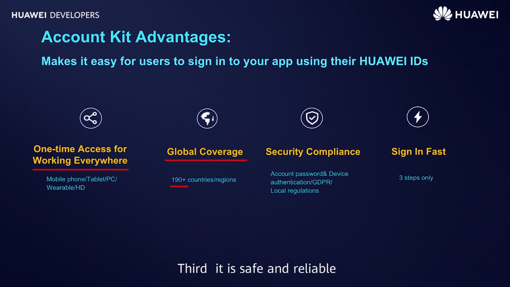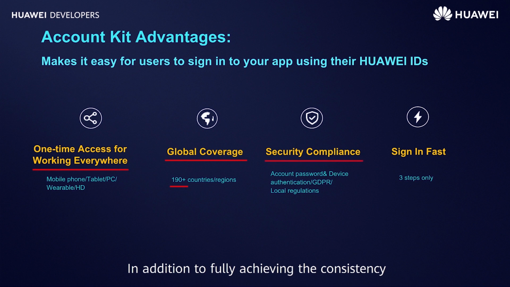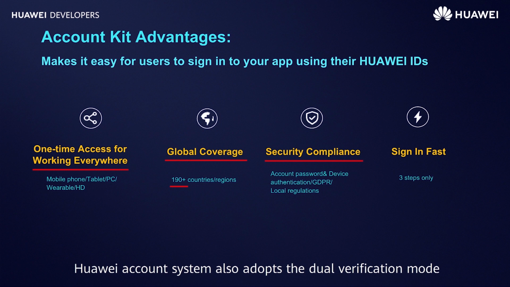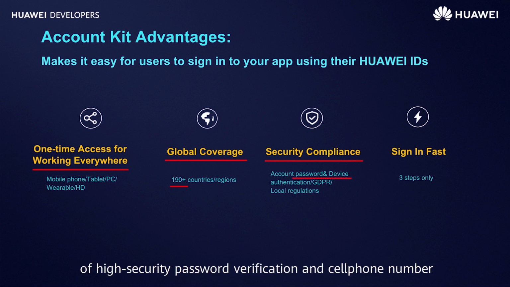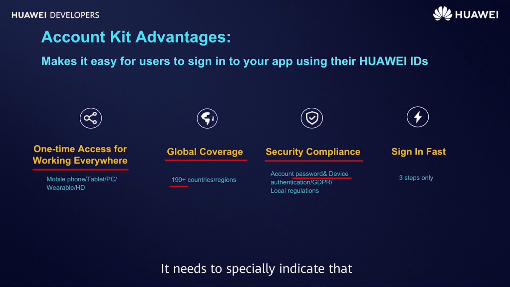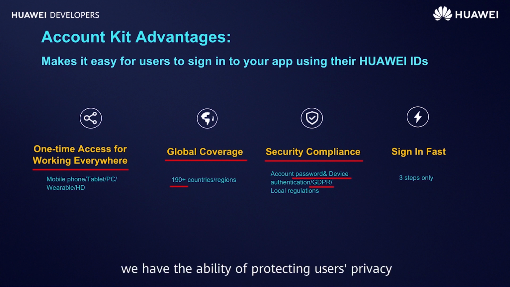Third, it is safe and reliable. In addition to fully achieving the consistency of the international standard protocol of OAuth 2.0 and OpenID Connect, Huawei Account System also adapts the dual verification mode of high-security password verification and cell phone number. It needs to specially indicate that Huawei Account System passes the highest level GDPR privacy standard of EU, which is very difficult. It fully indicates that we have the ability of protecting users' privacy.